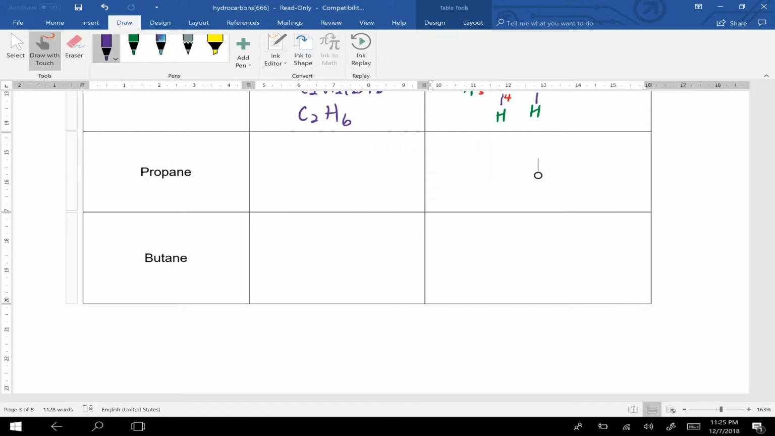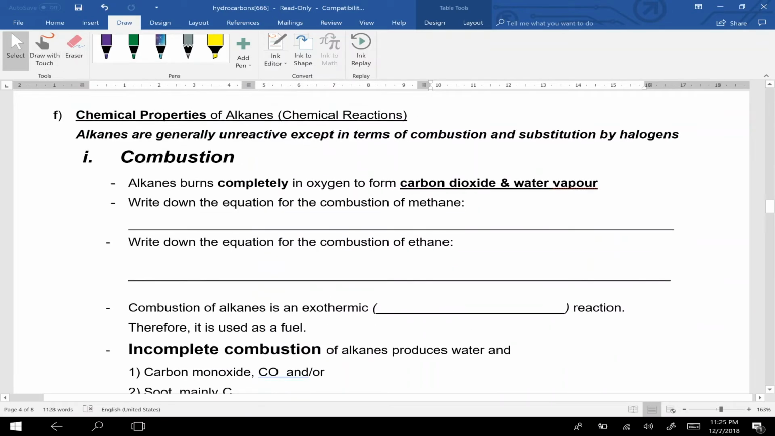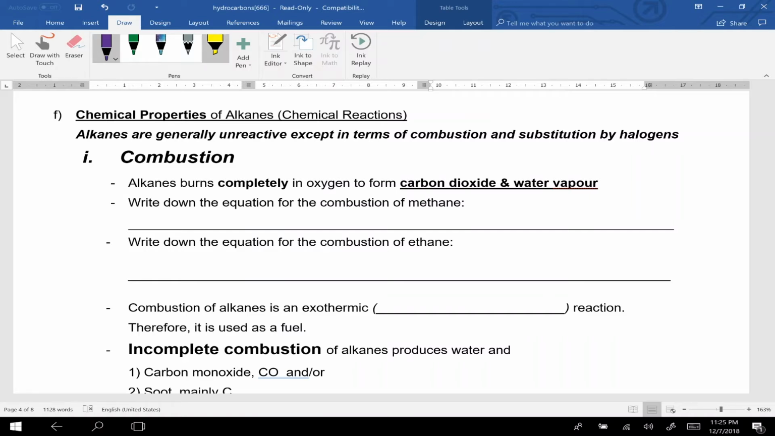Once you have done so, you will check your work with Mr. Sip or myself. Next, we're going on to the chemical properties of alkanes. Chemical properties essentially means the chemical reactions. Alkanes are generally unreactive except when they are combusted, that means burned in oxygen, or when they are substituted by halogens. If you recall, halogens are group 7 elements, for example F2.